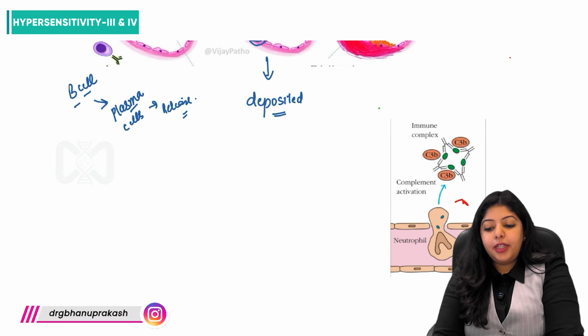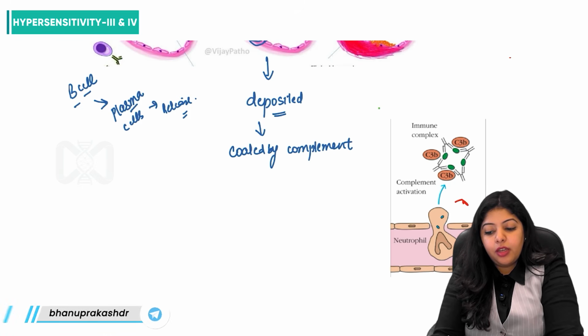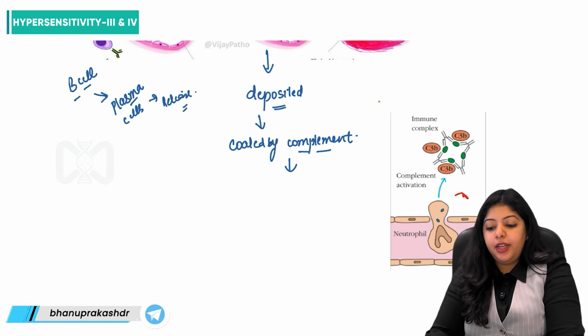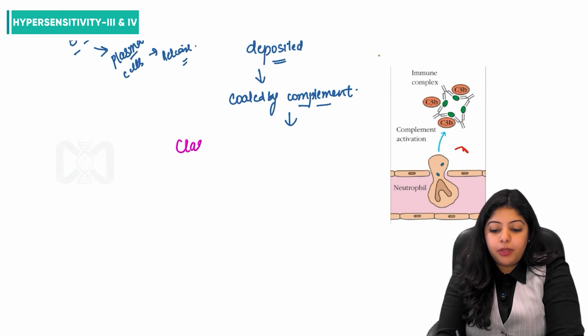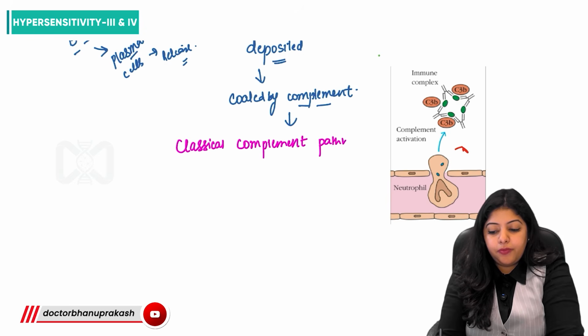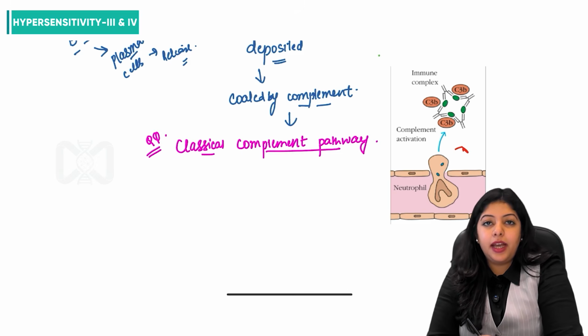Now these antigen-antibody complexes are coated by complement. Now what does complement do? After getting coated by complement, the complement activates, right? So which pathway is getting activated? It is the classical complement pathway. You must remember this in type 3 hypersensitivity. The classical complement pathway is getting activated.